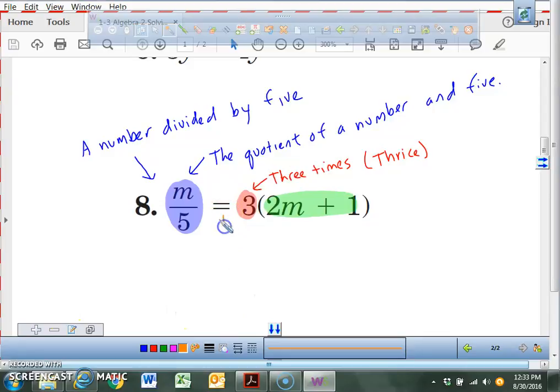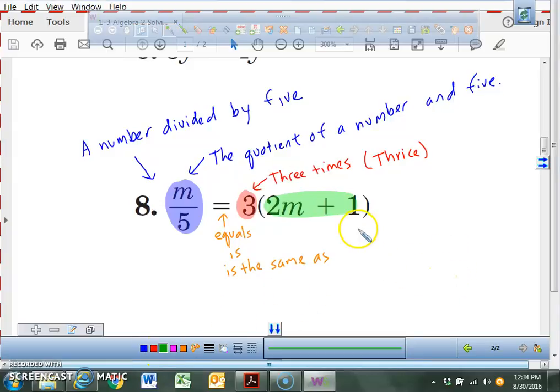Just kidding. All right, so right here, what word could we use for the equal sign besides equals? Yeah, you could say is. You could say is the same as. All right, so there's lots of different ways.